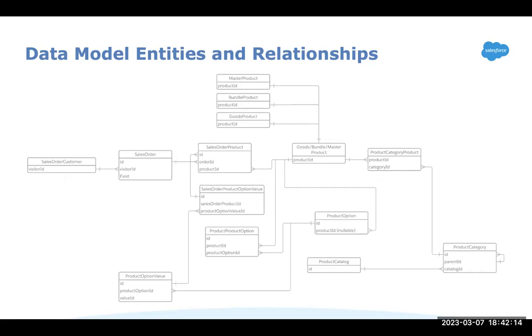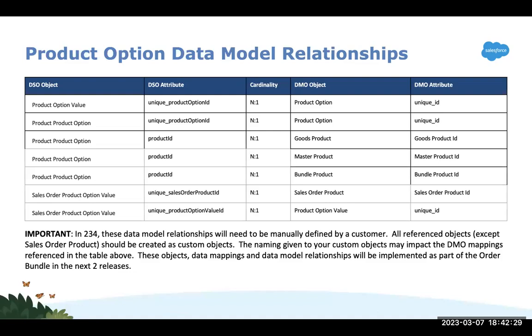So this is the entire data model, entities and relationships, that is leveraged inside Data Cloud, where you can just map it, and I can showcase the same while designing the data model for one-to-one and many-to-one mapping. You can look at the product options for data model relationships. For product option value, which has a unique product option ID, the cardinality will be many-to-one for the product options, and you could choose a DMO attribute as the unique ID.